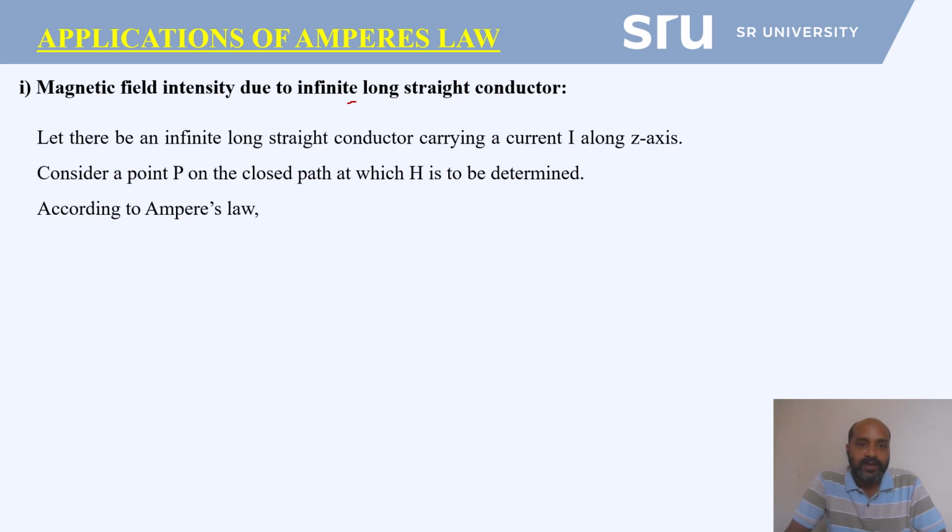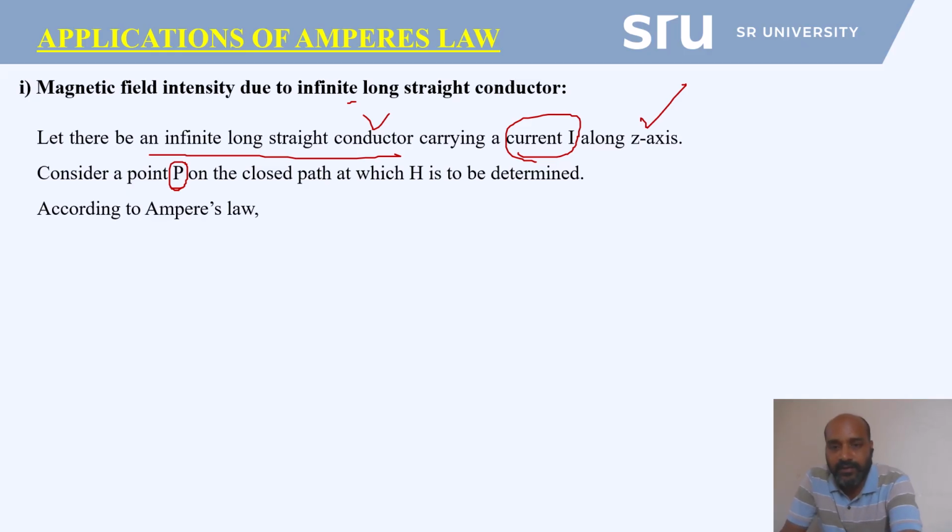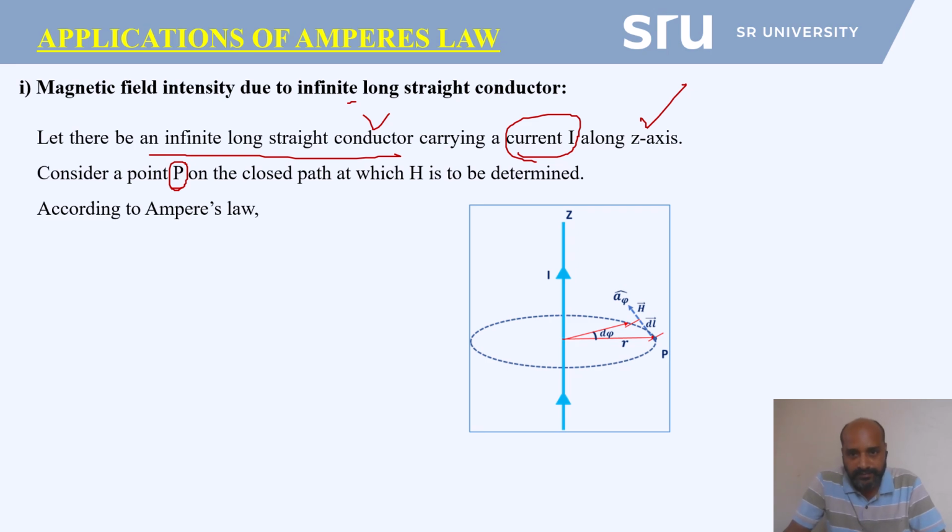So there will be an infinite long straight conductor, and this conductor is carrying some amount of current. Randomly, we will say the direction of current is along the z direction, and this current will produce the magnetic field around this conductor. In that region, randomly choose a particular point P. Now we need to determine the H by using Ampere's law. We can show that diagrammatically like this.